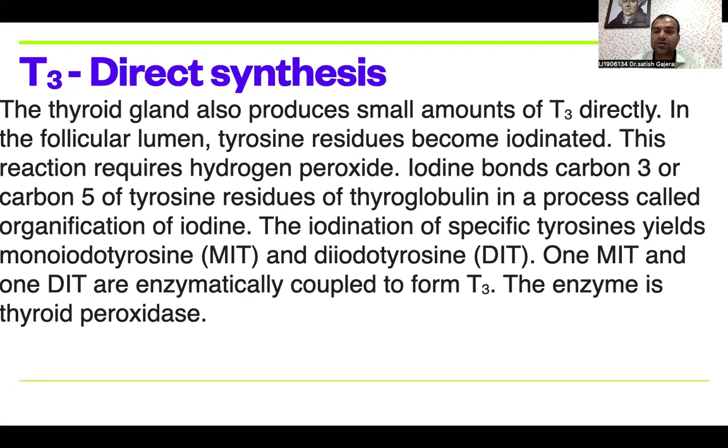The iodination of specific tyrosines yields monoiodotyrosine (MIT) and diiodotyrosine (DIT). One MIT and one DIT are enzymatically coupled to form T3. The enzyme is thyroid peroxidase.